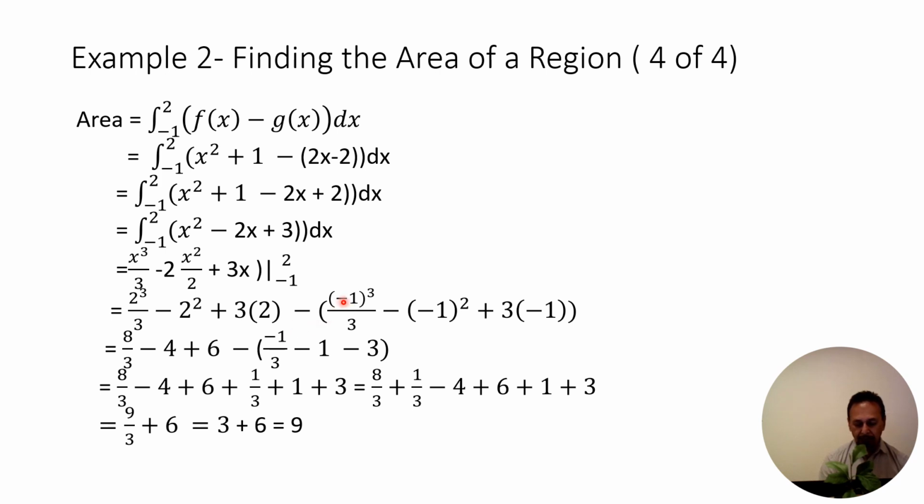And since there is more than one term, you can put in parentheses. So you substitute -1 cubed over 3, and then minus (-1) squared. Remember here the 2 and 2 cancel out. And then plus 3 times -1.